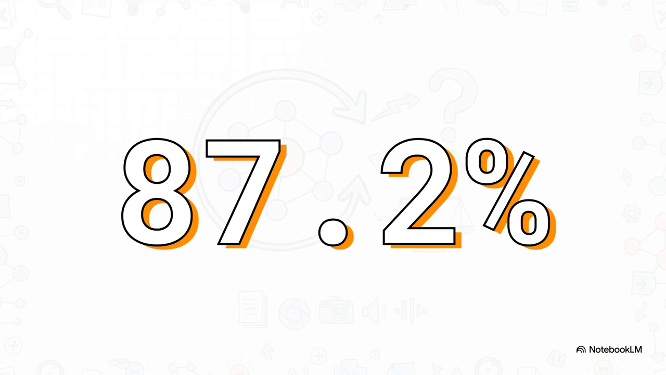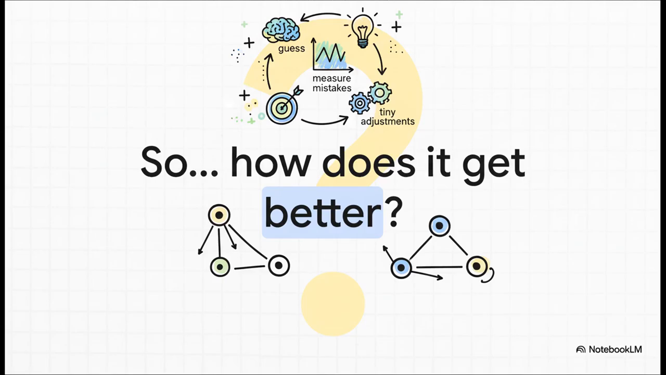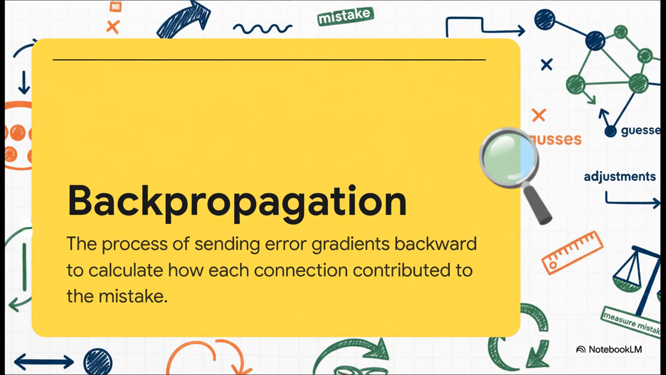The whole goal is to crush this number down to get it as close to 0 as we can. So, that's the big question, isn't it? The AI has this terrible score. It knows it failed. How does it actually get smarter for the next try? Well, the answer is a process called backpropagation. And this, my friends, is the absolute secret sauce of modern AI.